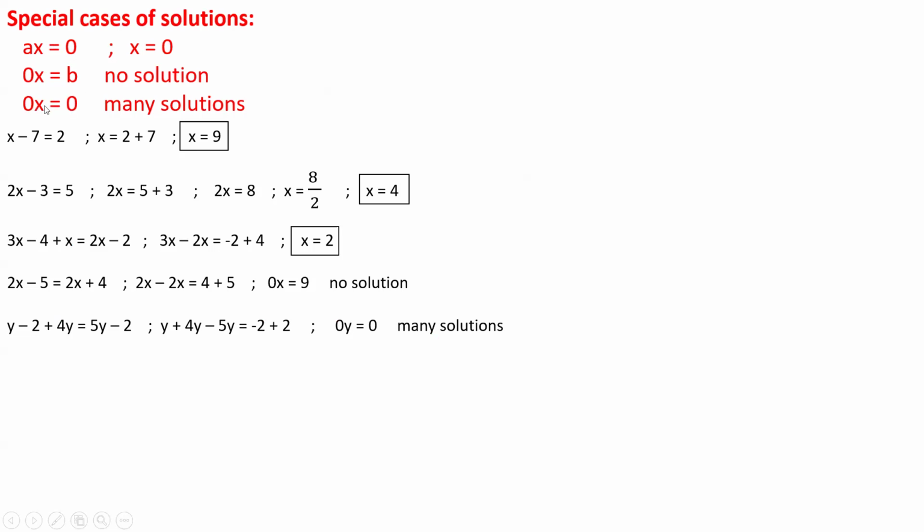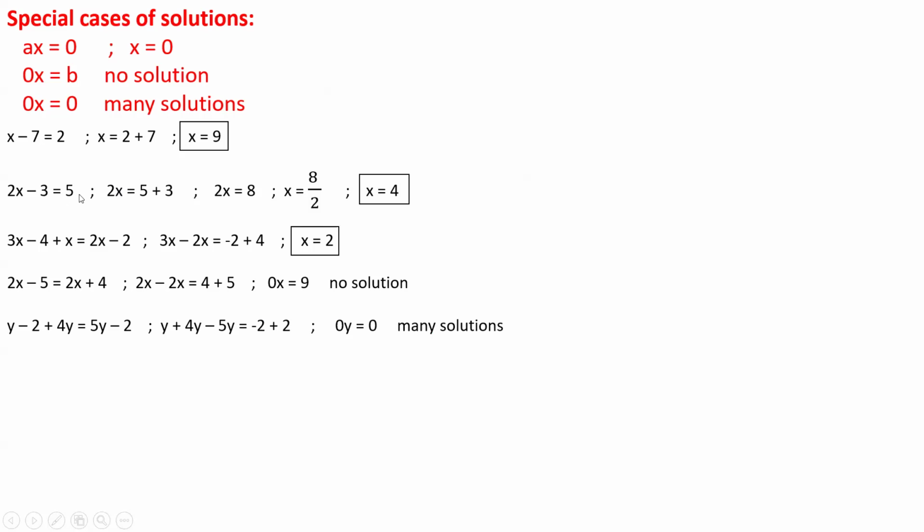0x equals 0. Whatever x is, if we multiply it by 0, it always gives me 0. So here x has many solutions. x minus 7 equals 2. So x on side 1, and we take the -7 to side 2, it becomes +7. So x equals 9 is the solution.